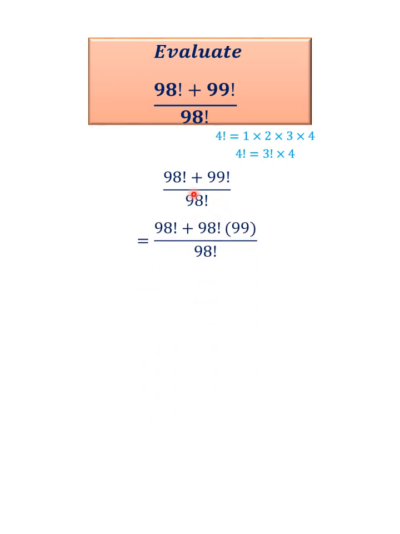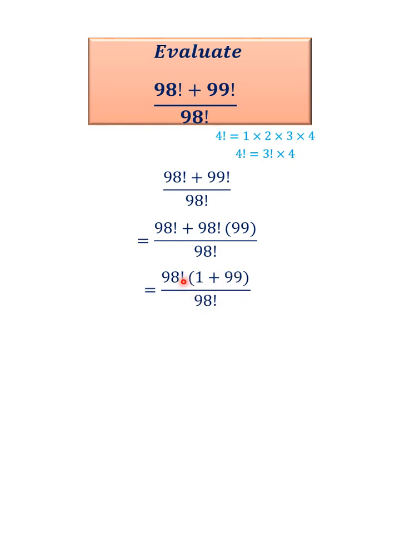It means we can break this down into 98 factorial plus 98 factorial times 99. Just the way we had 3 factorial times 4, we can break 99 factorial into 98 factorial times 99. Everything is divided by 98 factorial. Now at the numerator, you can see that 98 factorial is common to both terms. So we can factor out 98 factorial, and that becomes 1 plus 99, everything divided by 98 factorial.